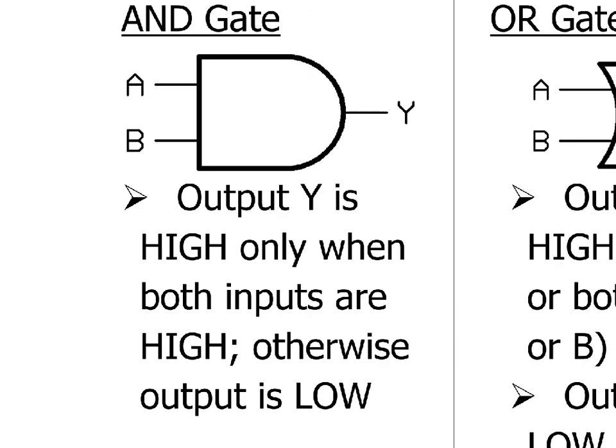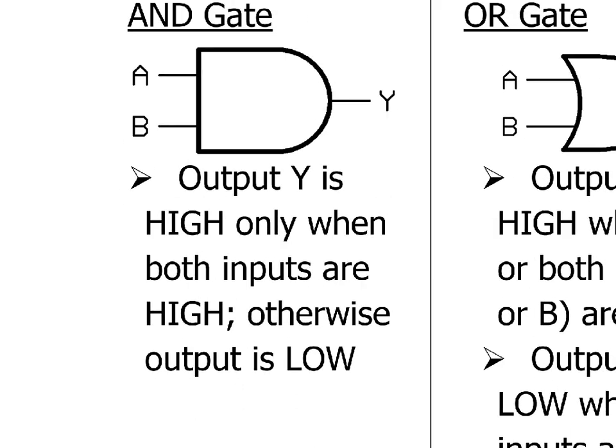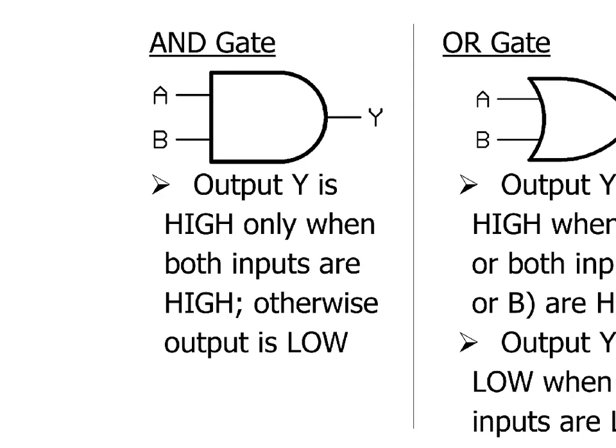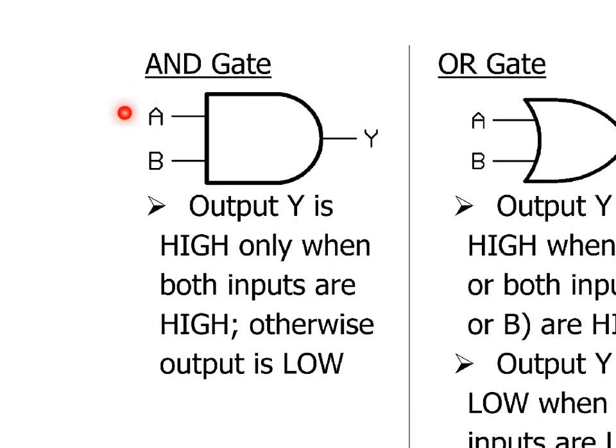So basically, the only time that output Y is on, or high, or 1, is when both of these are high. Otherwise, this output is low, or off. All right? That's why it's an AND gate. Both A and B have to be on. A and B both on. That's the only time that Y is on.